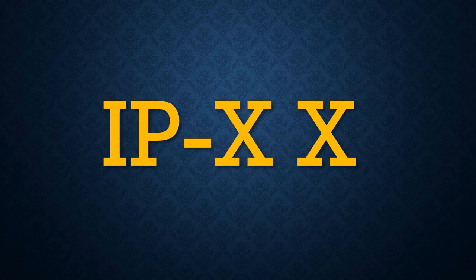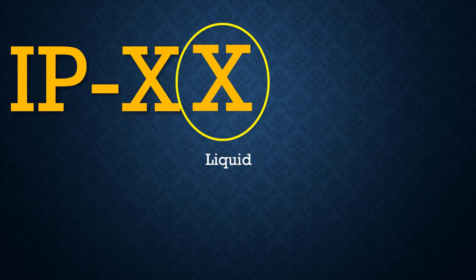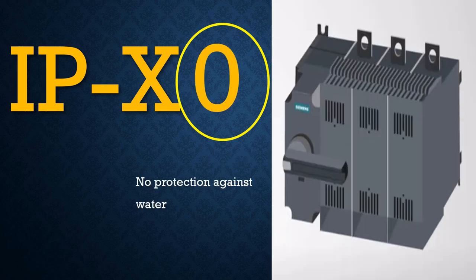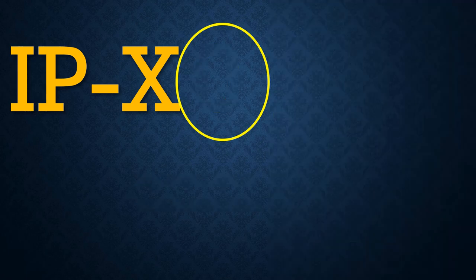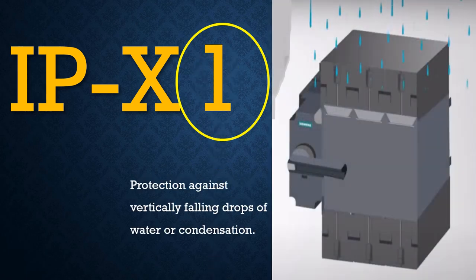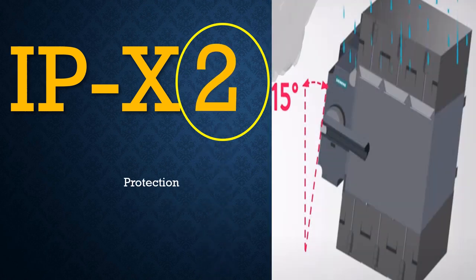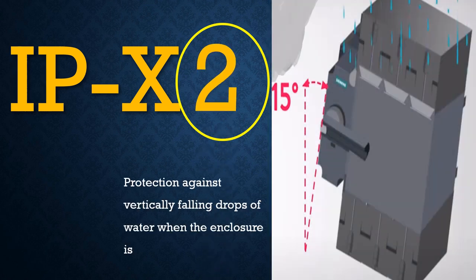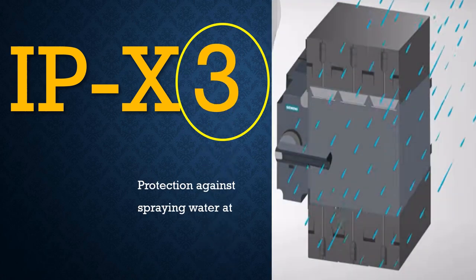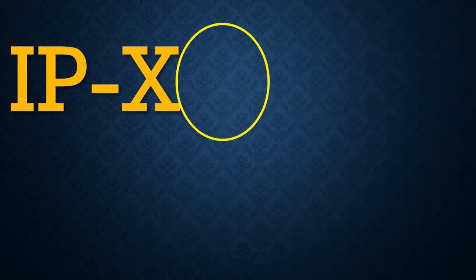The second digit represents the protection of the equipment against external liquids. Zero means no protection against water or liquid ingress. 1 means protection against vertically falling drops of water or condensation. 2 means protection against vertically falling drops of water when the enclosure is tilted up to 15 degrees. 3 means protection against spraying water at an angle up to 60 degrees from the vertical.